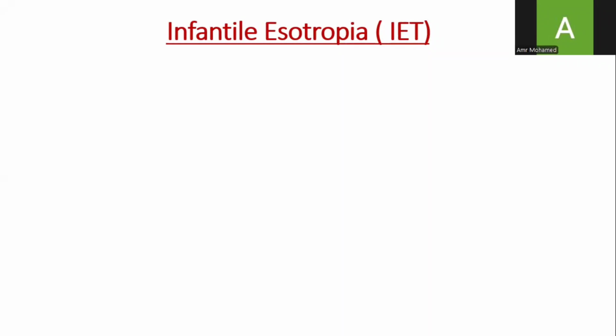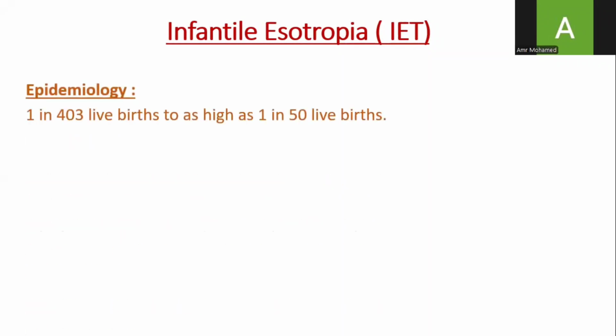Hello everyone. Today's topic is infantile esotropia. So starting with epidemiology, 1 in 403 live births to as high as 1 in 50 live births, depending on different studies and depending on different resources and different communities.